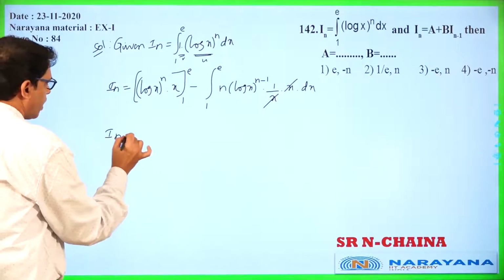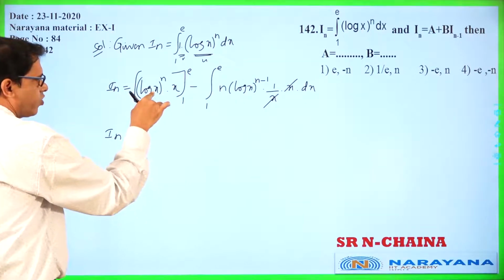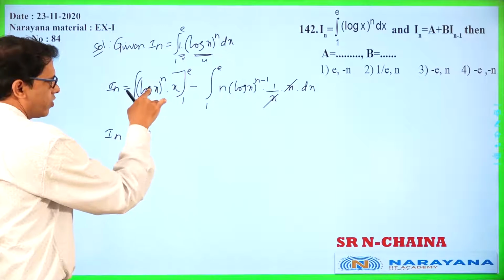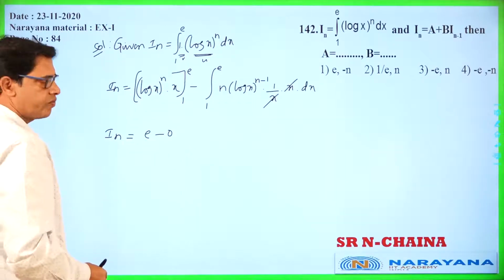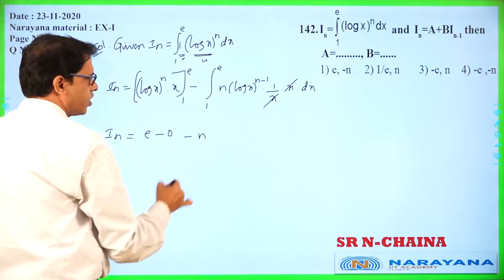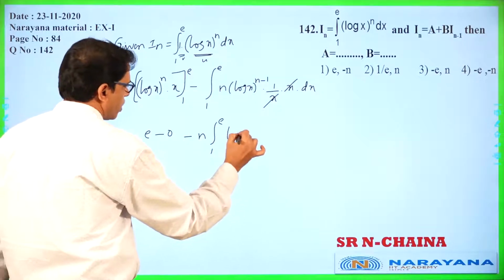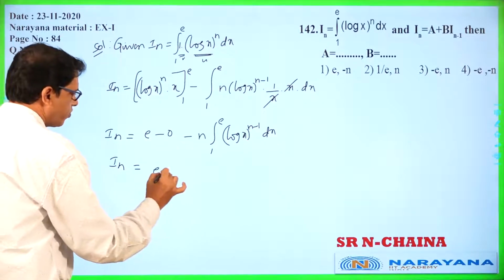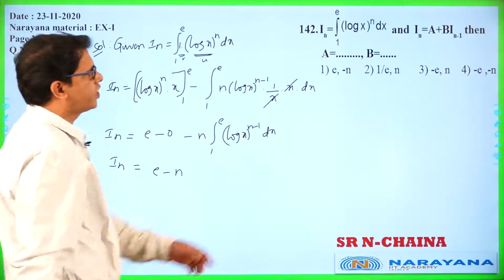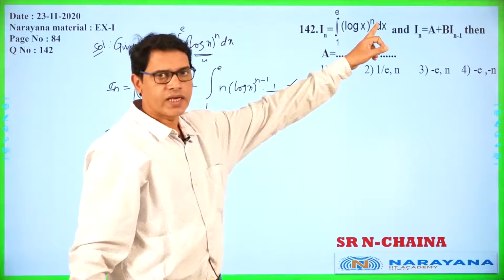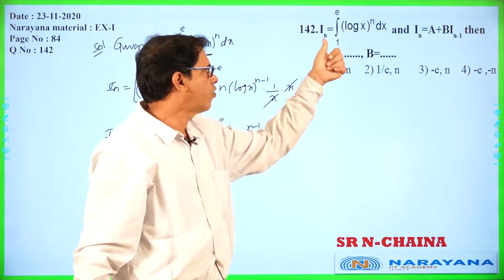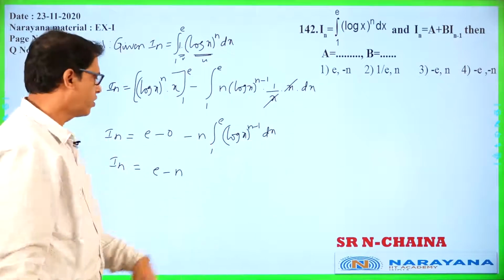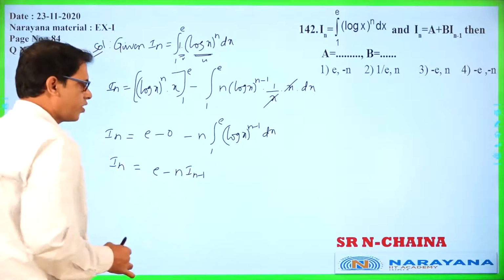Now apply the limits. I_n equals, in the place of x put e, log e value 1, so e, minus the lower limit value, log 1 value 0. This will be e minus 0, minus, take n outside, n into the integral from 1 to e of log x whole to the power n minus 1 dx. That implies I_n equals e minus n into, observe this one. If it is n, it is denoted as I_n. If it is n minus 1, obviously it will be I_{n-1}. So I can write this as n into I_{n-1}.